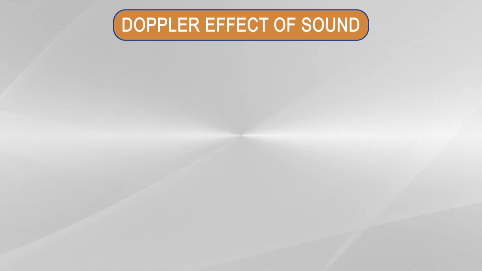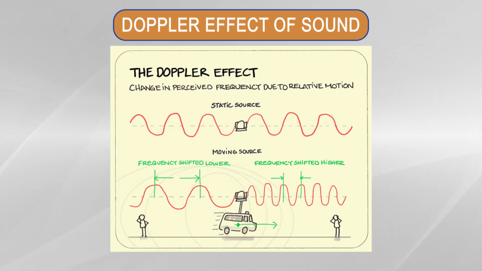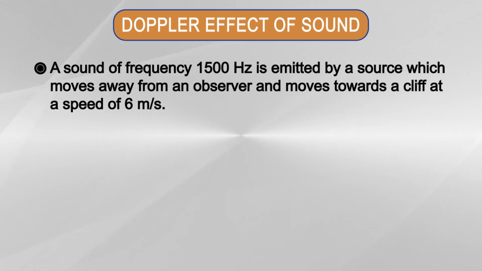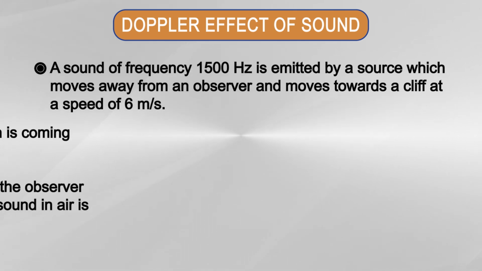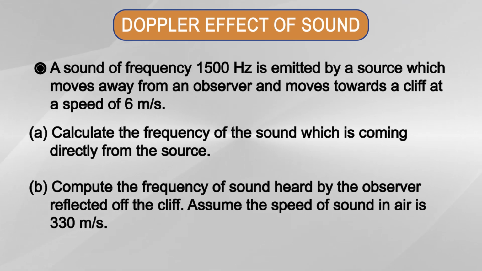So, let us take a simple example for the formulas we have just observed for different cases. Let us say I have a sound of frequency 1500 hertz emitted by a source which moves away from the observer and moves toward a cliff at the speed of 6 meters per second. Then we can calculate the frequency of the sound which is coming directly from the source, and second, we can compute the frequency of the sound heard by the observer reflected off the cliff, and we can assume the speed of sound is 330 meters per second.